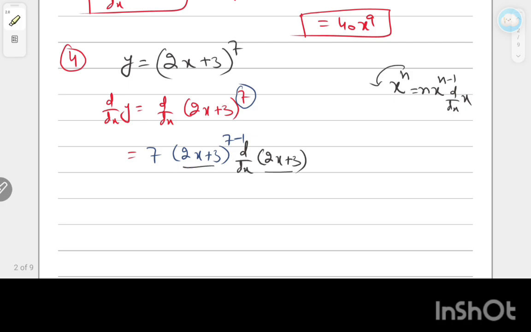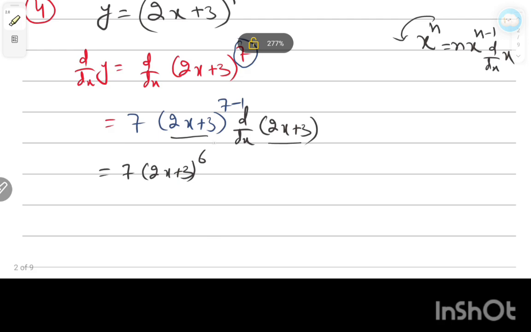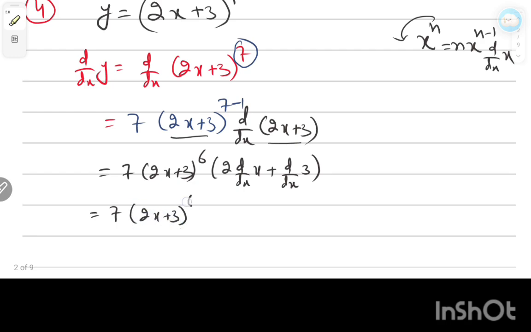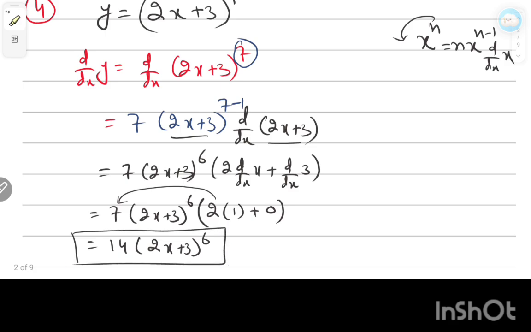Now here is 7, (2x plus 3) power 6, and the derivative of 2x plus 3 is 2 times the derivative of x, and the derivative of the constant 3. Now 7, (2x plus 3) power 6, so 2 is the same. What will be the derivative of x? Yes, it will be 1. And what is the derivative of the constant? If a constant is alone, its derivative is 0. So here is 2, multiplied by 7, it will be 14, (2x plus 3) power 6. Hopefully, dear friends, you can understand this concept.